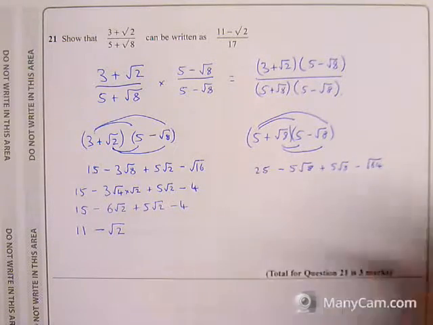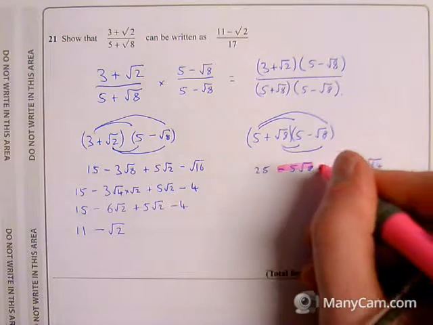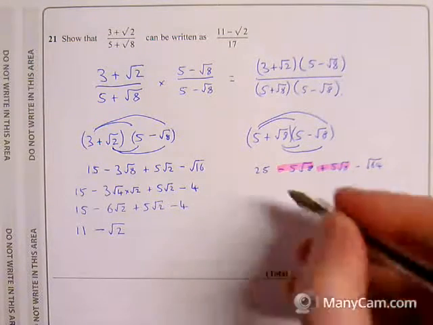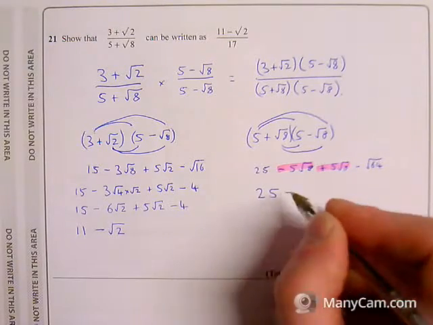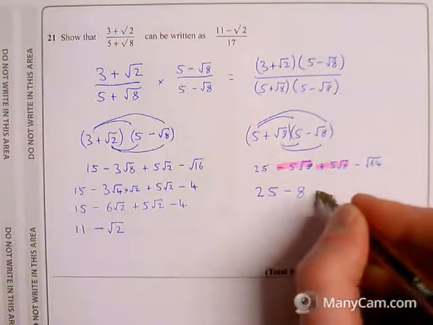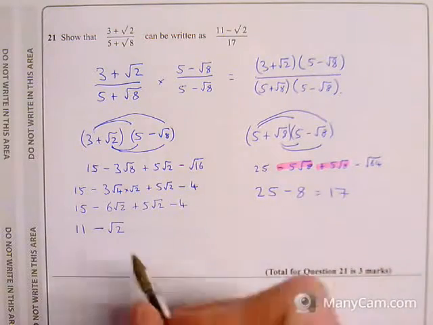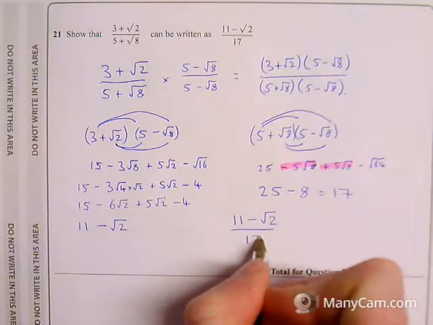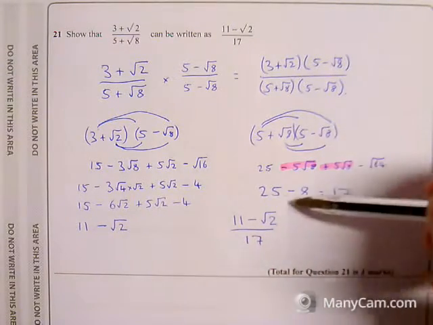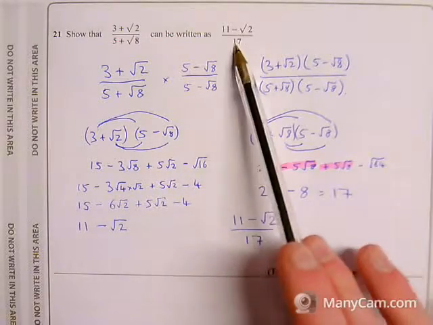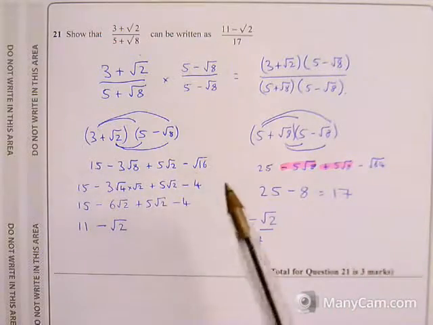You can see here that the parts that I've highlighted, minus 5 root 8 and plus 5 root 8, end up cancelling each other out. So I end up with 25, take away the square root of 64, which is 8. 25 take away 8 gives me 17. So then I've got 11 minus root 2 over 17. That was my denominator, and that was my numerator. Put them together, and I end up showing that that can be written as that.